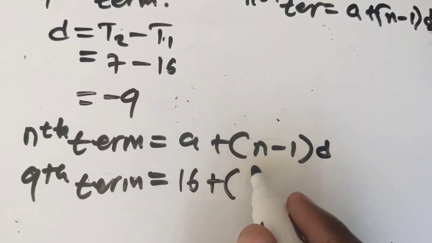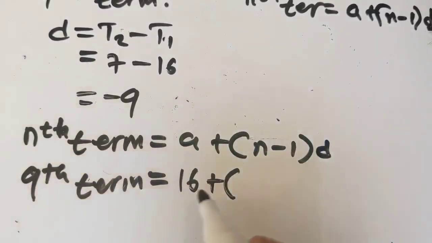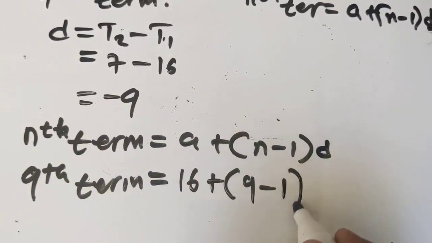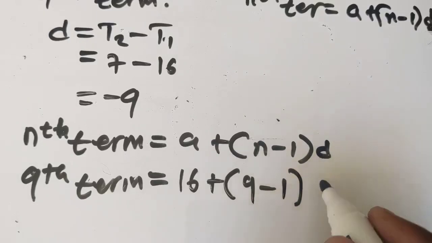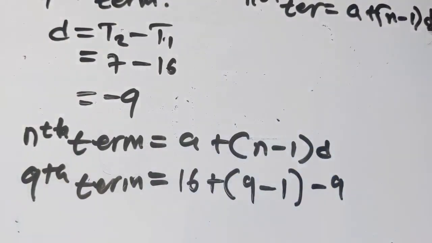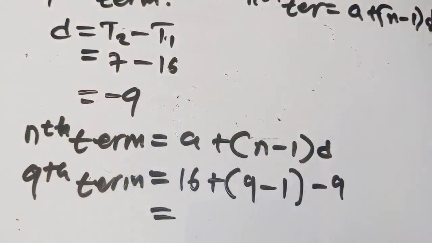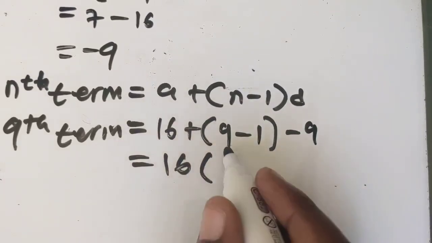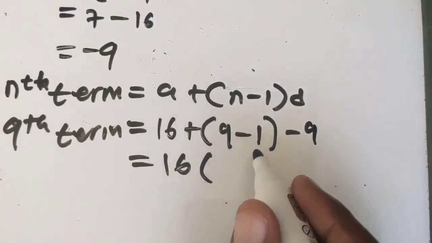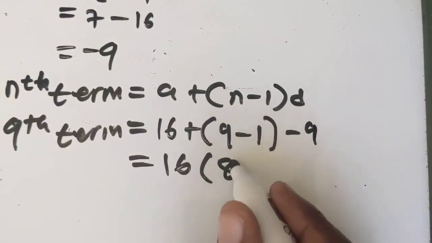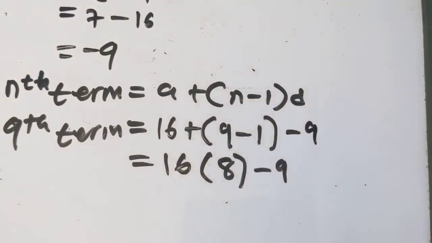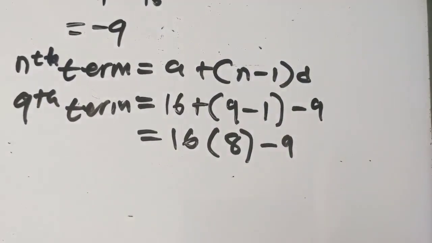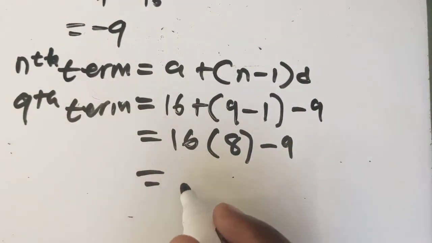What is our n? Our n is the number of terms. We're finding the 9th term, so you put 9 minus 1. Then our common difference is negative 9. So you put 16, then open bracket 9 minus 1, which is 8. Then you are multiplying 8 by 9, and you find 8 by 9 is 72.